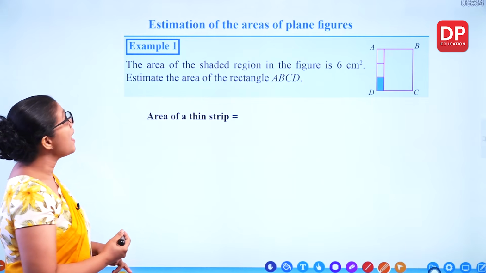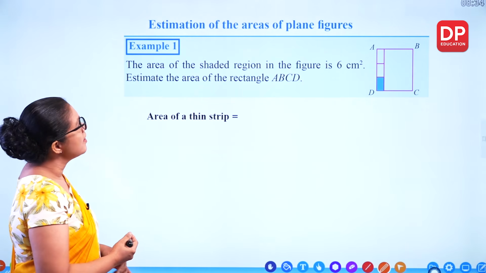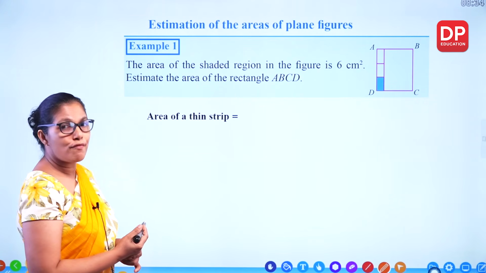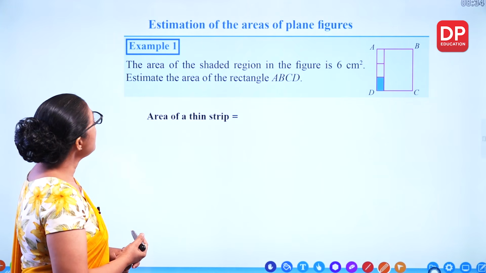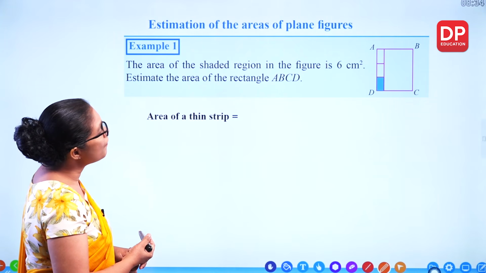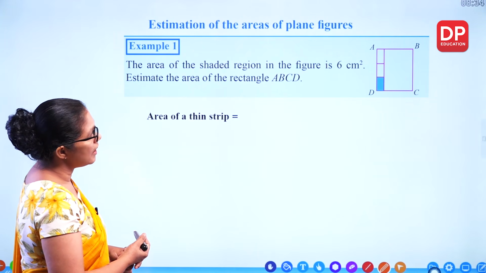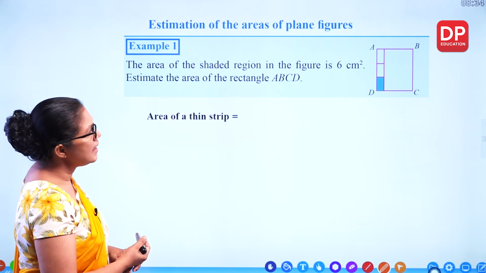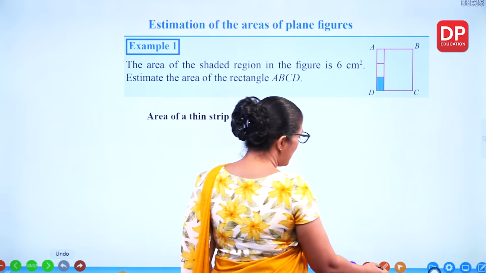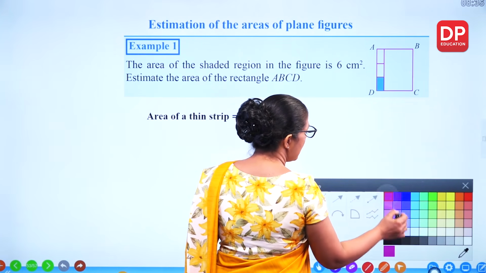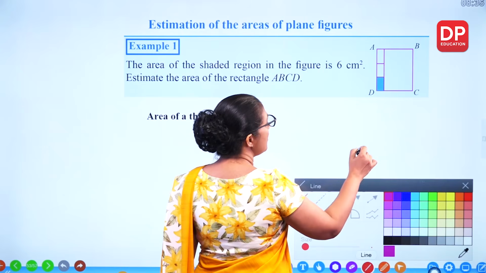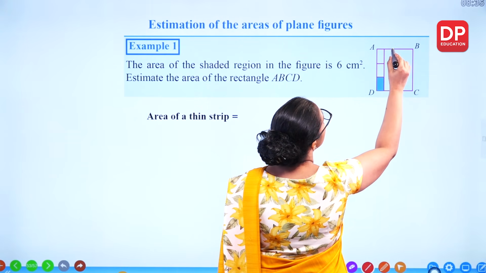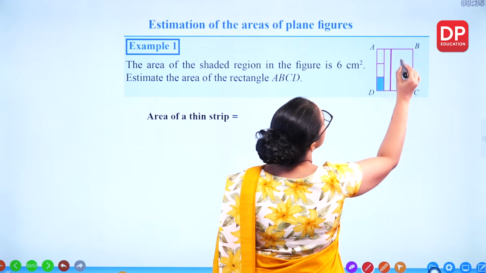Now we'll see how we can estimate areas. Estimation means you can't give the exact solution, that's a rough value. So example 1, the area of the shaded region in the figure is 6 square centimeters. Estimate the area of the rectangle ABCD. Now we'll see how many tiles are like this. It fits the total area.